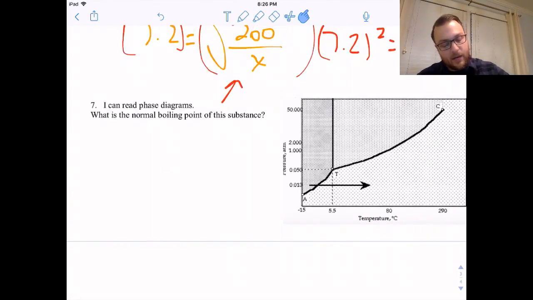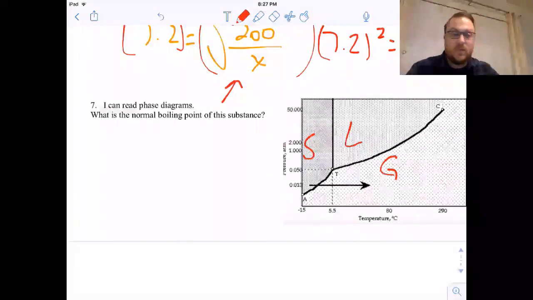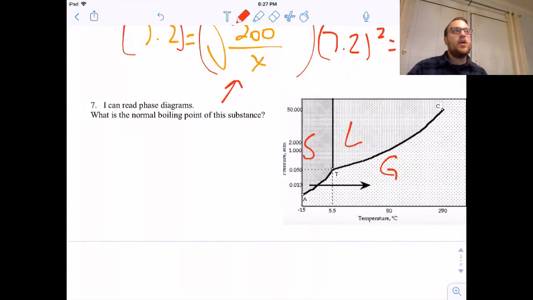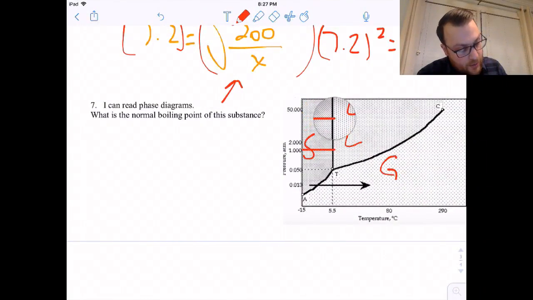Solid, liquid, gas. You basically just have to pay attention to the pressure and the temperature at which you are reading these things, because it's just going to ask you a question about what's happening at this pressure and this temperature. So, for this question, you have to say, what is the normal boiling point of this substance? Normal means STP. Our pressure is in atmospheres. So we go to 1, draw a line across, stop, and go down. I'm going to guess about 8, approximately, atmospheres.